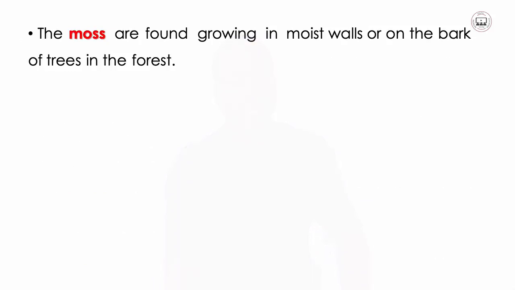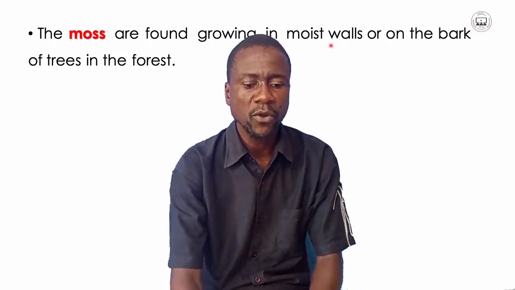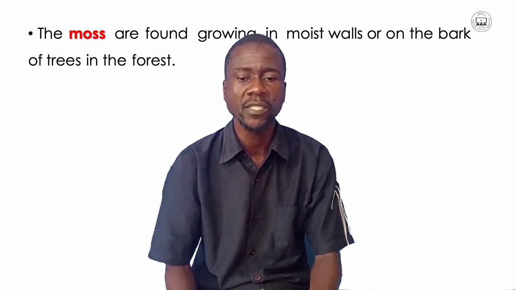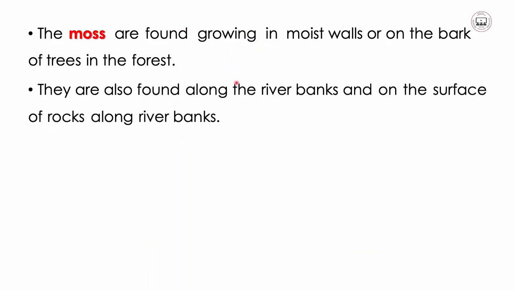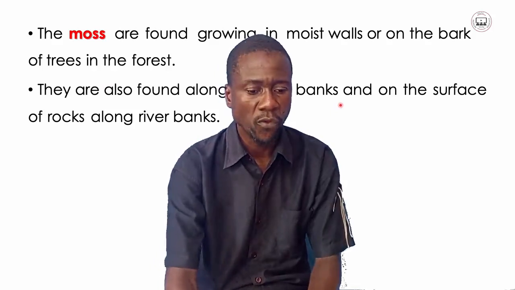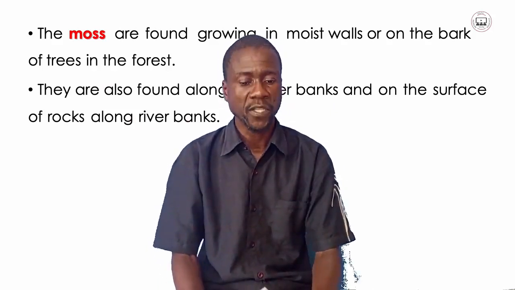Now, let us discuss the moss. The moss are found growing on most walls or on the bark of trees in the forest. And again, they are also found along the riverbanks. In the river, you could find a lot of rock surfaces, or along that river, having these mosses.